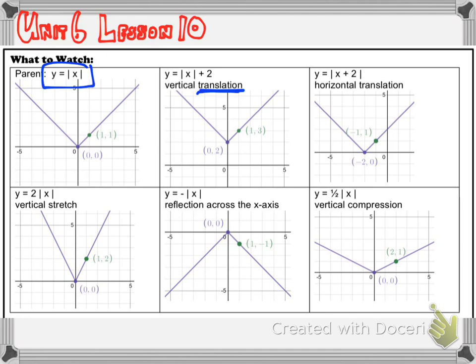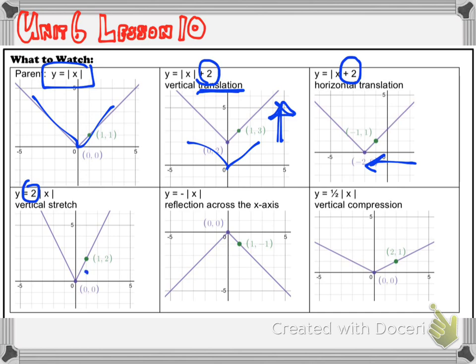Notice if we add a number on the outside, that moved the parent function from here up. So adding or subtracting on the outside will move it up or down respectively, as you would expect. Adding on the inside, well, we added 2, but it went left. So adding on the inside actually shifts it left or right, but it does the opposite of what you would expect. Multiplying on the outside stretches it.